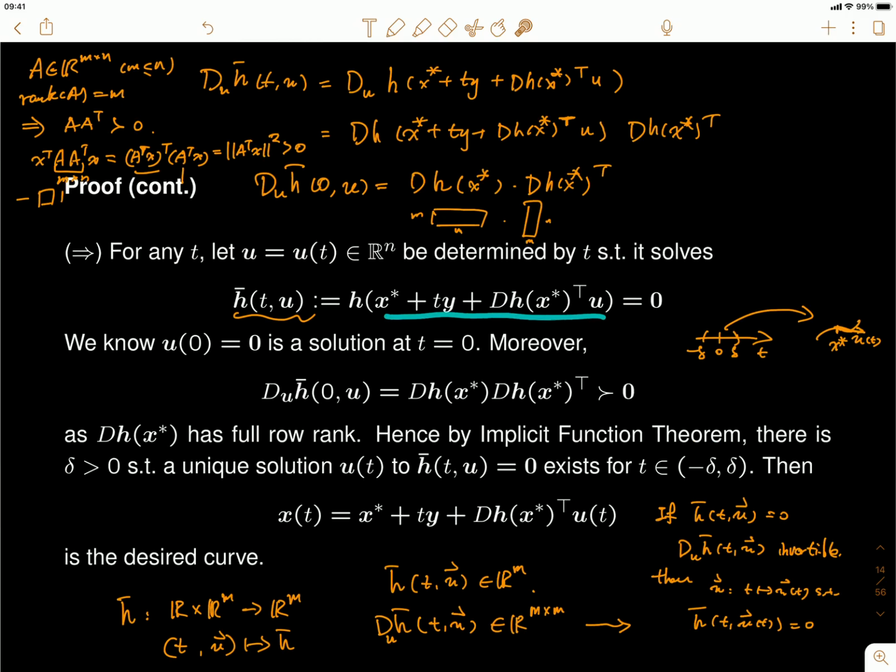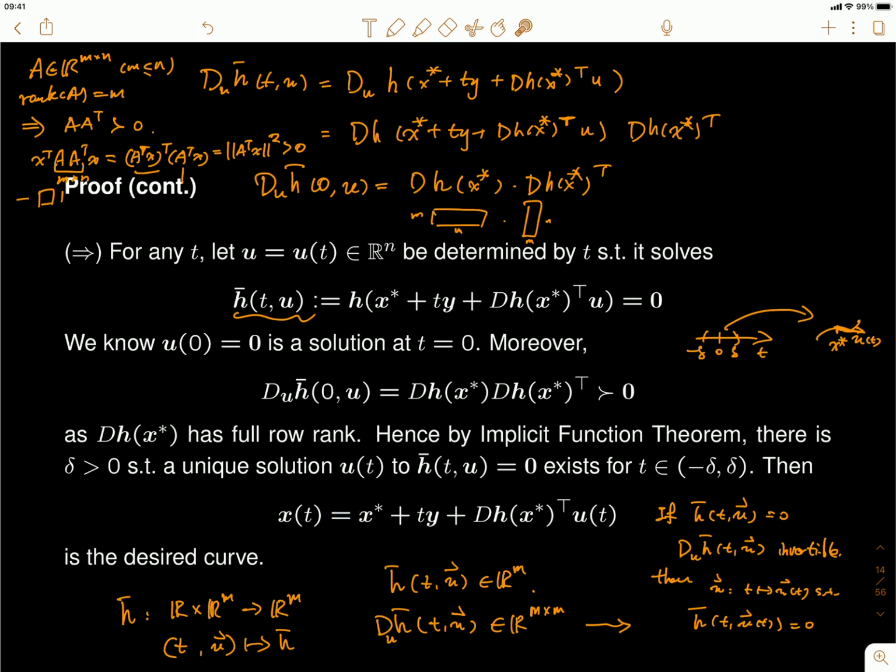It's just inside here, just x star plus t y plus this u of t, because we specified that such a u of t exists. The property of this u of t is that when we evaluate h at this point, for any t in a neighborhood of 0, this will be equal to 0. That means x of t is a curve on omega. And when t equals 0, the inside will be just x star, so x of 0 is just x star.